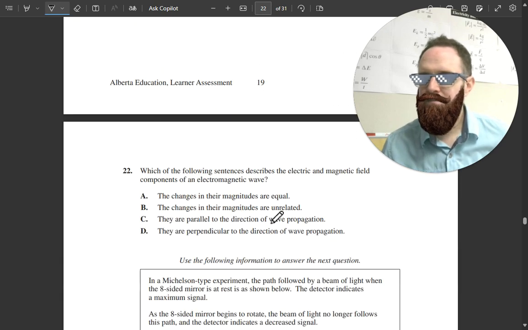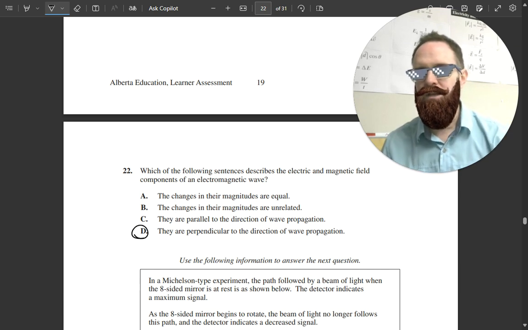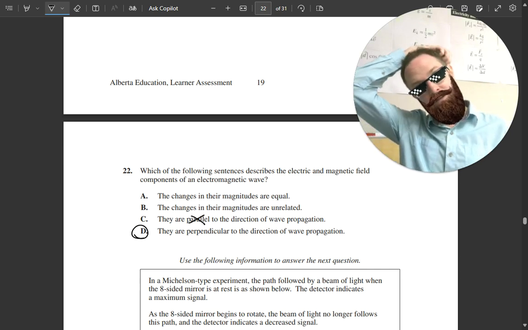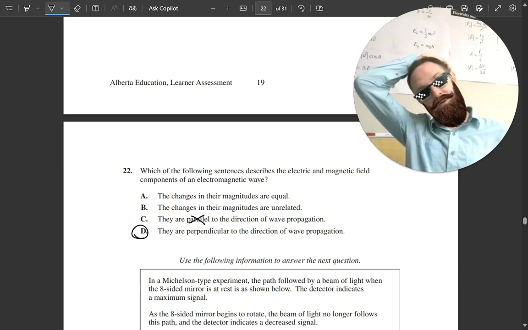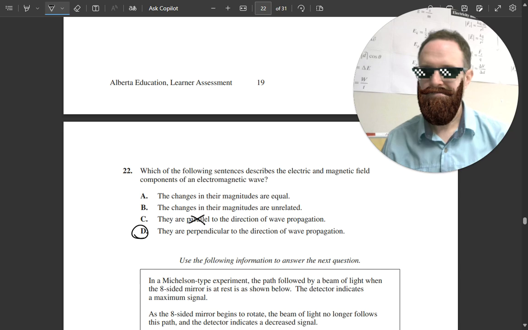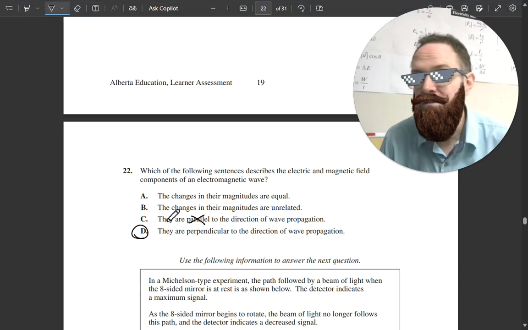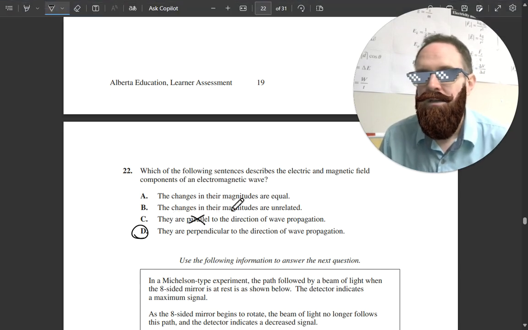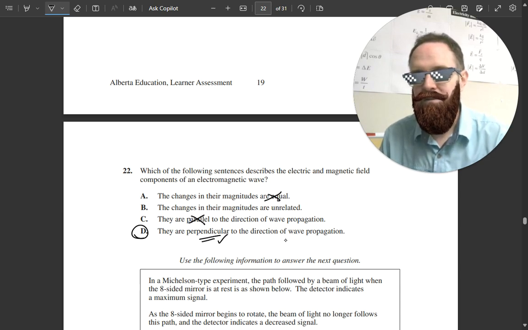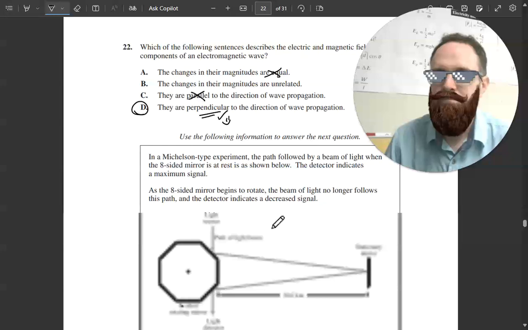Which of the following sentences best describe the electric and magnetic field components of an electromagnetic wave? They are perpendicular to each other. They're definitely not parallel. The change in magnitudes are unrelated. Are they equal? Well, they're not equal, and they're kind of related. If one goes up, the other goes up as well. So they have the same frequencies and stuff, but they're definitely not equal, and they're definitely perpendicular. Yay, happy face.